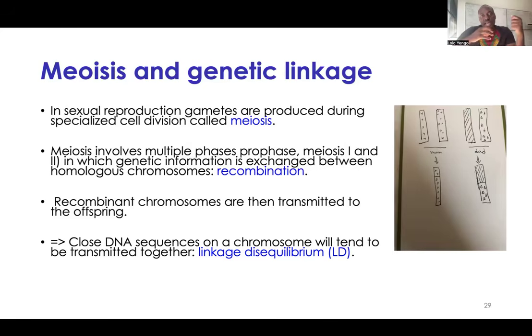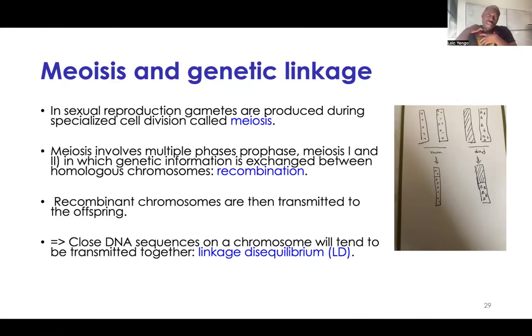And that meiosis has multiple phases. You may probably recall some of them from your high school lectures. We have the prophase, meiosis one, and meiosis two. But in a nutshell, what happens during those phases is that genetic information gets exchanged between homologous chromosomes, and that exchange is referred to as recombination.